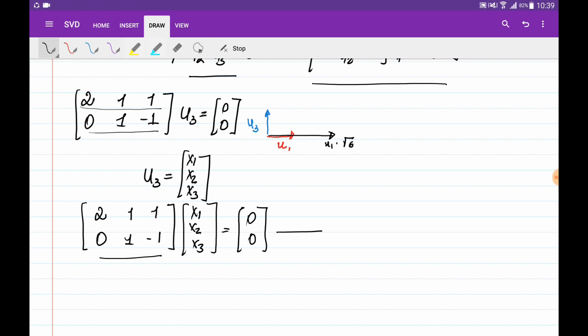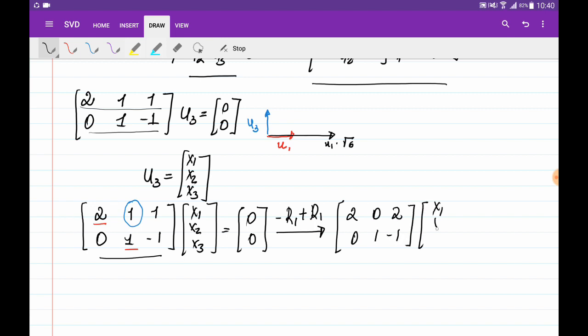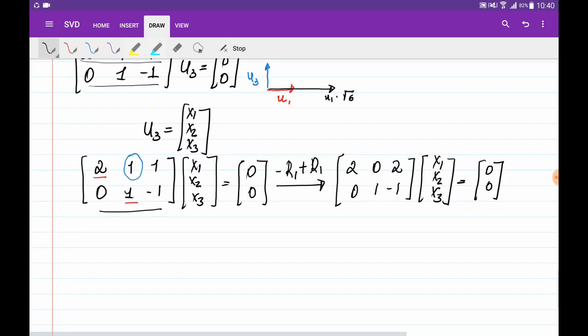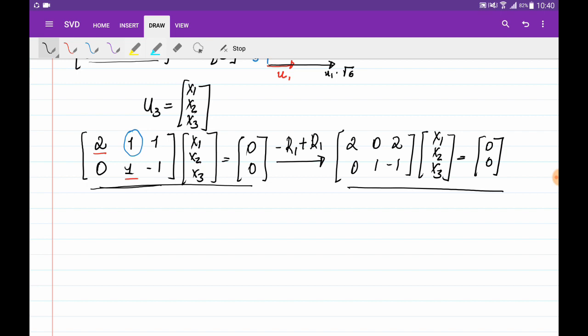In order to do this, we need to do the reduction. I see from here that this is the pivot, and this is the pivot because they are the first non-zero entries on their rows. And I need to eliminate this entry. In order to do this, we need to multiply the second row by minus 1 and add this to the first one. We obtain 2, 0, 2 and 0, 1, minus 1 multiplied by x1, x2, and x3, which is equal to 0, 0. So at every step of the elimination, the system of linear equations, this one and this one, have the same solution. Now, this is already in the row echelon form, and we can try to solve this.